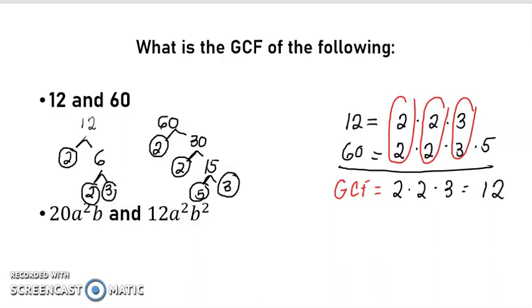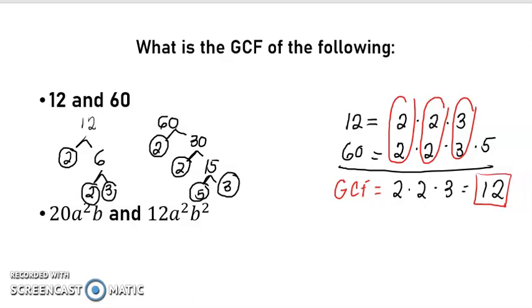Now, how are we going to check if 12 is really the greatest common factor? We will just divide 12 by 12 and 60 by 12. Now, since both 12 and 60 are divisible by 12, then we can say that it is a common factor.